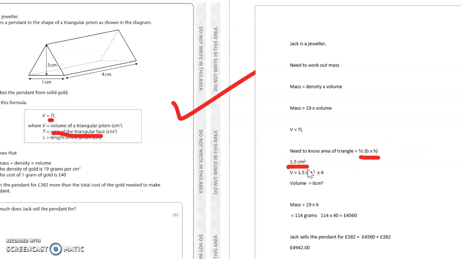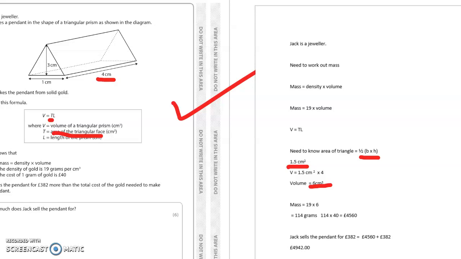Area is in squared units. But that's not the end of the formula, because we need to multiply the area of the triangle by the length of the prism. The length of the prism is 4 centimetres. So volume equals 6 centimetres cubed. Okay, so we've worked out the volume now. We can put that back into the first formula we were looking at, so mass. Mass equals 19 times 6, which is 114 grams.